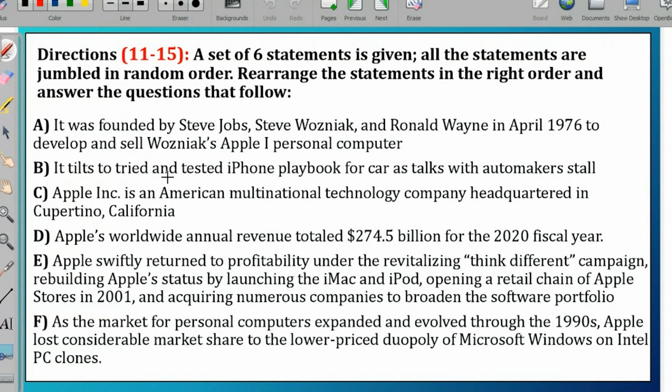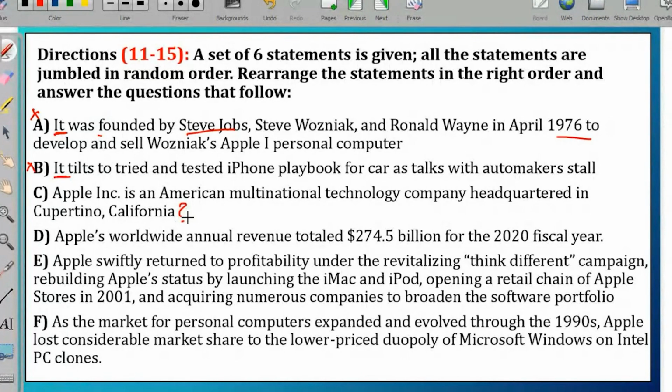Now I'll read all the statements. It was founded by Steve Jobs, Steve Wozniak, and Ronald Wayne in April 1976 to develop and sell Wozniak's Apple I personal computer. It can't be your first statement. Eliminated. It tilts to tried and tested iPhone playbook for car as talks with automakers stall. Again, it can't be your first statement. Eliminate. Apple Inc. is an American multinational technology company headquartered in Cupertino, California. This can be your first statement.